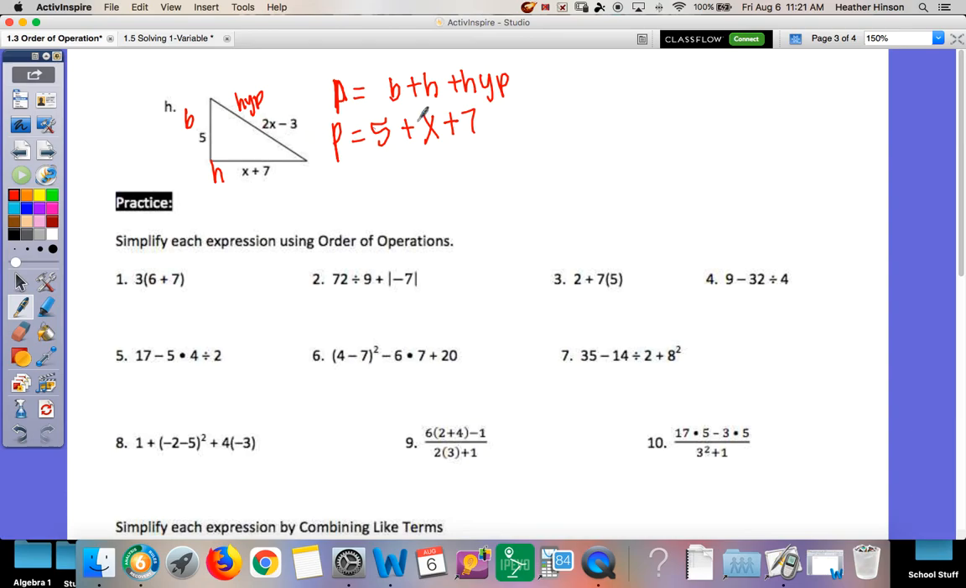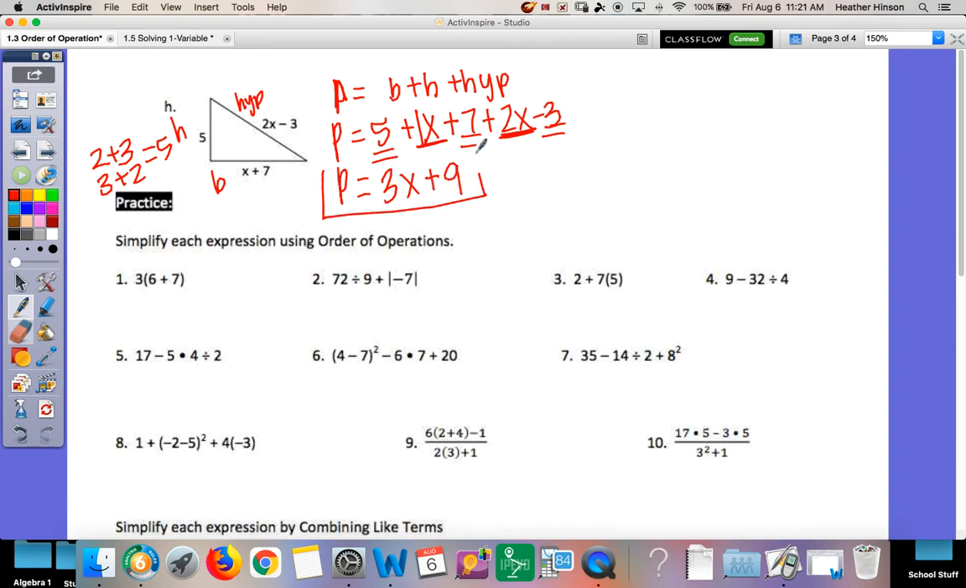Then our x plus 7. Then our 2x minus 3. Technically, that's your base, that's your height, but addition is commutative. So if you put 2 plus 3 or 3 plus 2, they're both going to be 5. It doesn't matter what order they're in. So we have just a regular number. You know what? I'll do the x's first. We'll go with the x's that are together. 1x plus 2x is 3x. And then all of our regular numbers. 5 plus 7 is 12. Minus 3 is 9. So our perimeter is 3x plus 9.